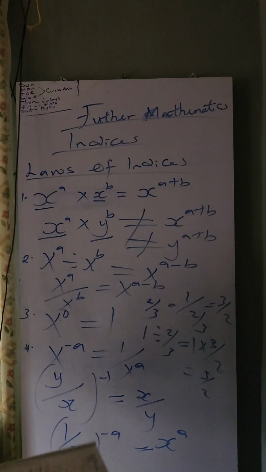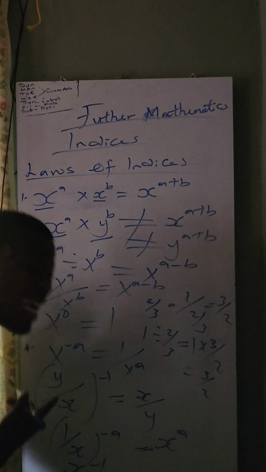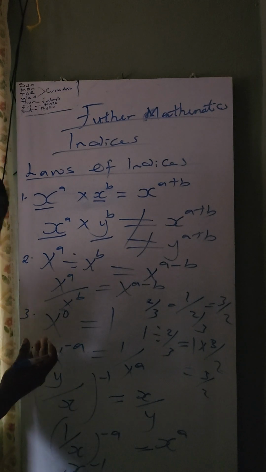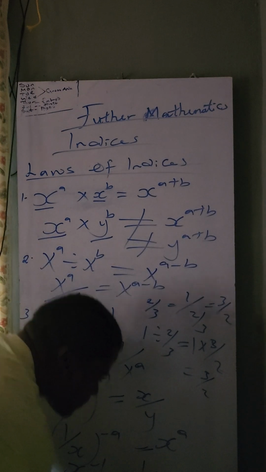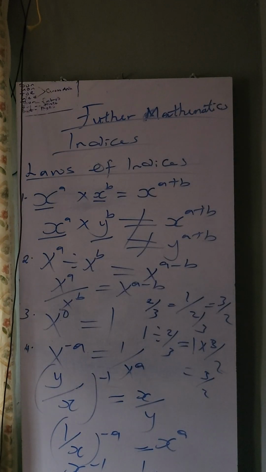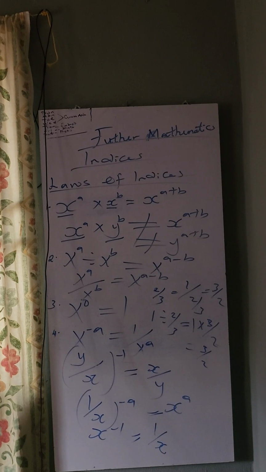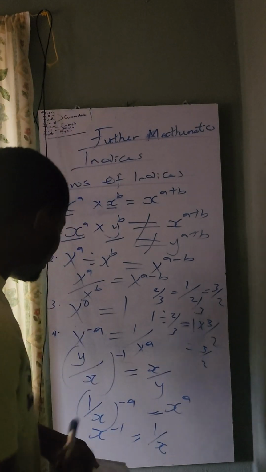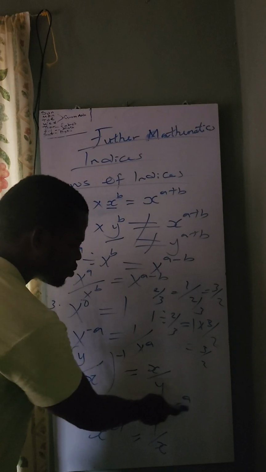And at the same time, when you're having x raised to the power minus 1, this will give us what? This is negative power. I'm dealing with negative power here in this aspect. X raised to the power minus 1 here will give me 1 over x. So here now, you guys just have to listen very attentively. If you look at this here, I said 1 over x raised to the power minus a will give us x raised to the power a.